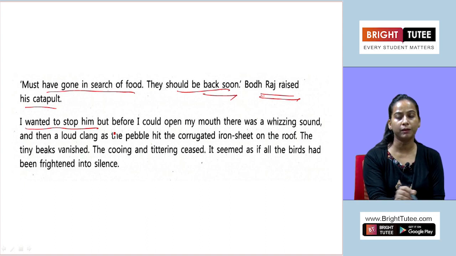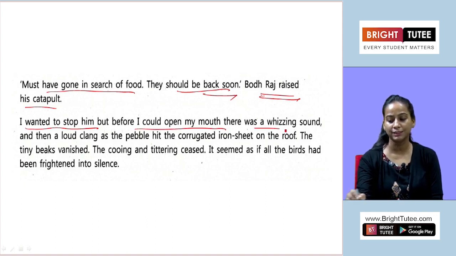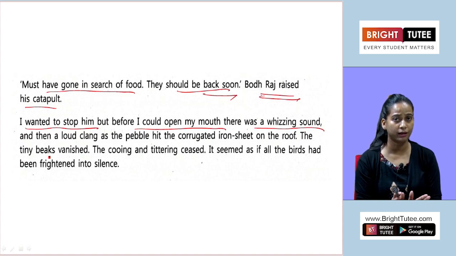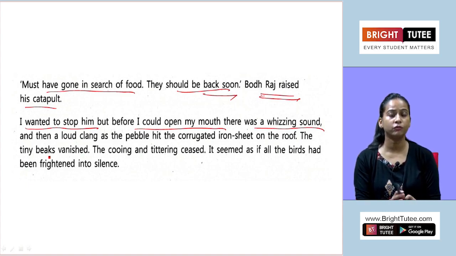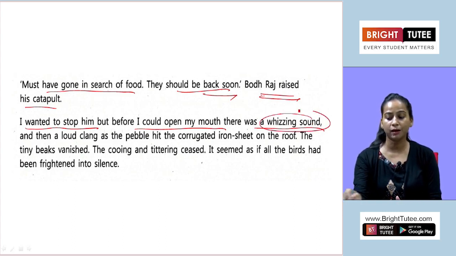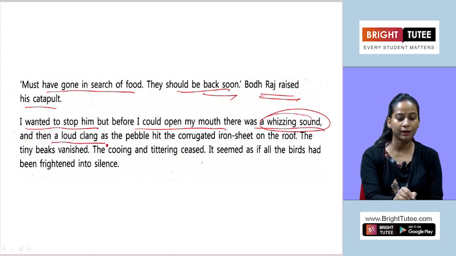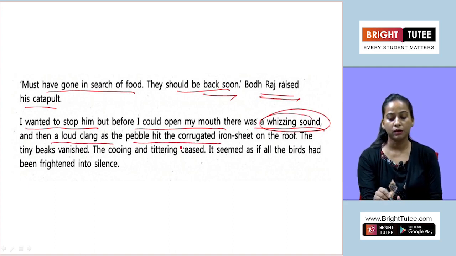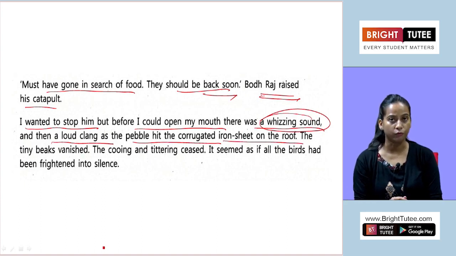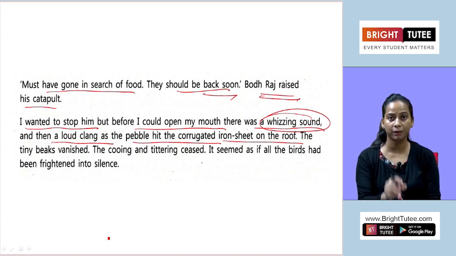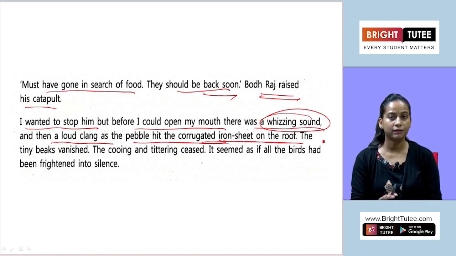I wanted to stop him, but before I could open my mouth, there was a whizzing sound. The narrator wanted to stop Bodhraj from hitting that nest, but before he could, a sound was heard, and then a loud clank as the pebble hit the corrugated iron sheet on the roof. The pebble, used along with that catapult, hit the iron sheet on the roof. Corrugated means made up of iron. That sheet was hit and the sound was there.